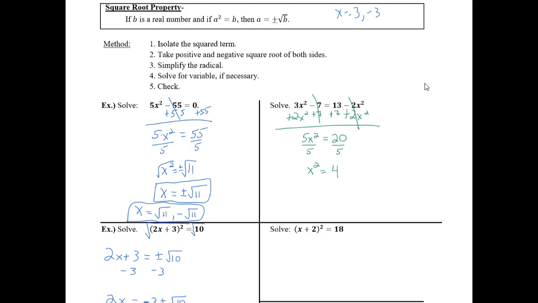So I'm going to use my square root property, take the square root of both sides. I'm not going to forget to do the positive and negative solution here. So on the left hand side, the square root of x squared is x. On the right hand side, the square root of 4 is 2, but I have the two solutions, positive and negative, meaning x could be 2 or negative 2.